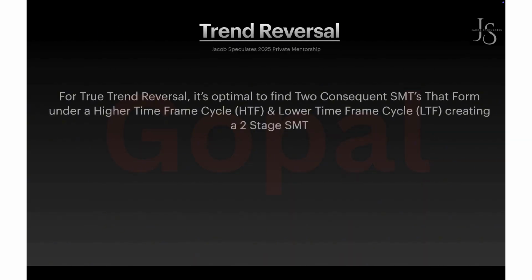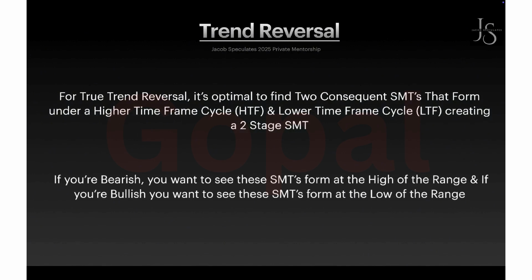Trend reversal. For a true trend reversal, it's optimal to find two consequent SMTs that form under a higher time frame cycle and lower time frame cycle, creating a two-stage SMT. If you're bearish, you want to see these SMTs form at the high of the range, and if you're bullish, you want to see these SMTs form at the low of the range.